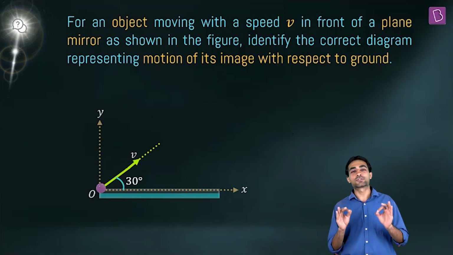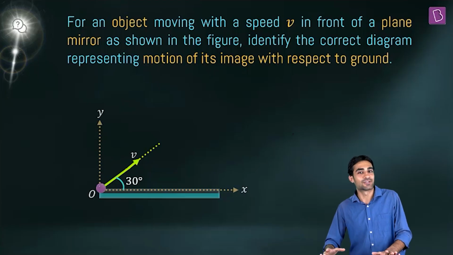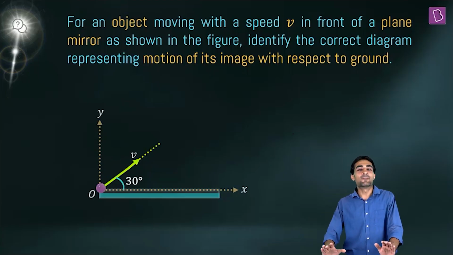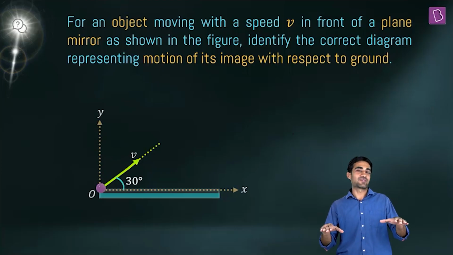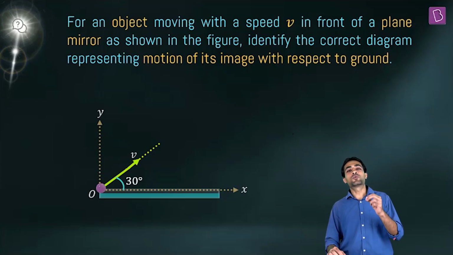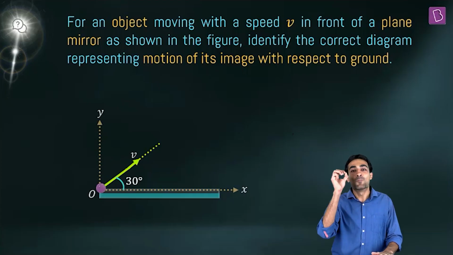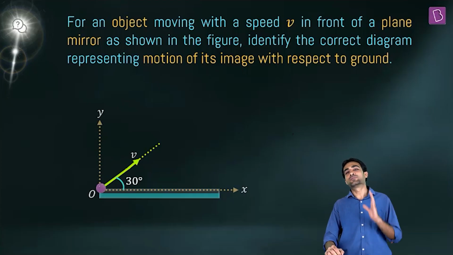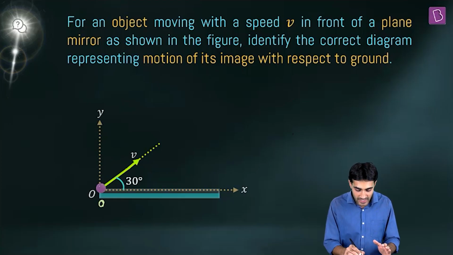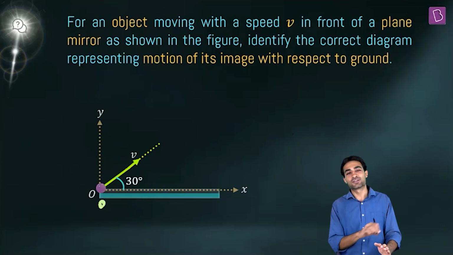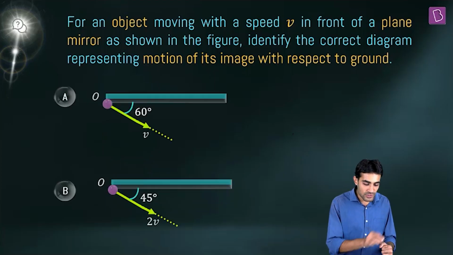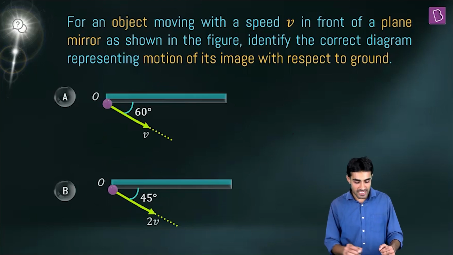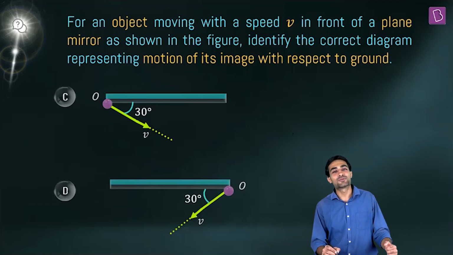We know what is the velocity of the object. We also know the direction. And now we can see the mirror is placed below the object in the horizontal plane. Okay? And we have to tell what would be the motion of the image of this object. You can see the image would be somewhere over here, right? So what would be the motion of this image? This is the question. And we can see the options: option A, option B, option C, and option D.